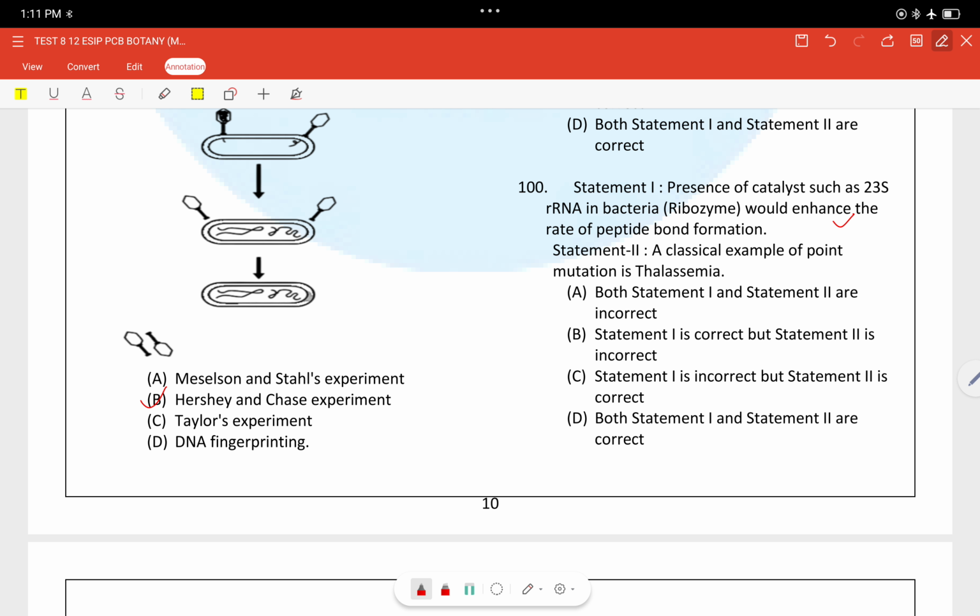A classical example of point mutation is sickle cell anemia and not thalassemia. Thalassemia is not an example of frame shift mutation. So the answer is B.